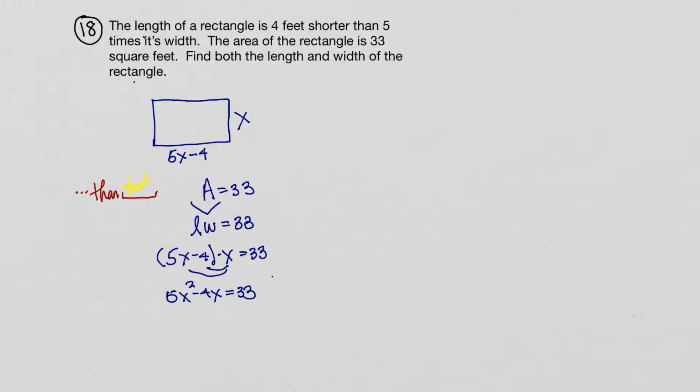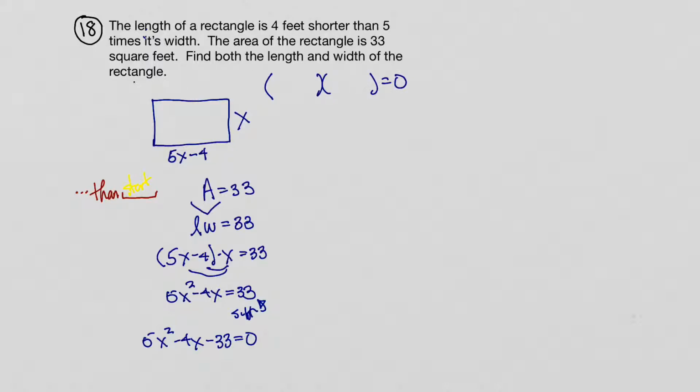Now, this is quadratic, and we know how to solve quadratics. Everything on one side, 0 on the other. So I think what I'm going to do here is subtract 33. So I'm going to get 5x squared minus 4x minus 33 equals 0. Now, this equation is a quadratic equation. We know how to solve quadratics. We get everything on one side, 0 on the other, and then we factor. Now, I'm going to do this up here. So I'm going to try to factor this left side here. Don't forget to equal 0.